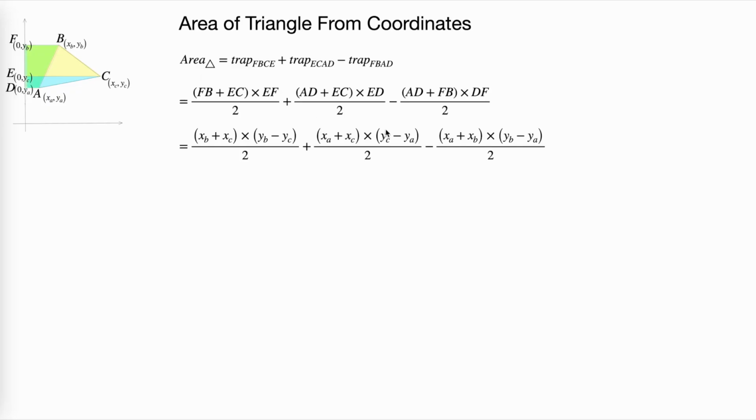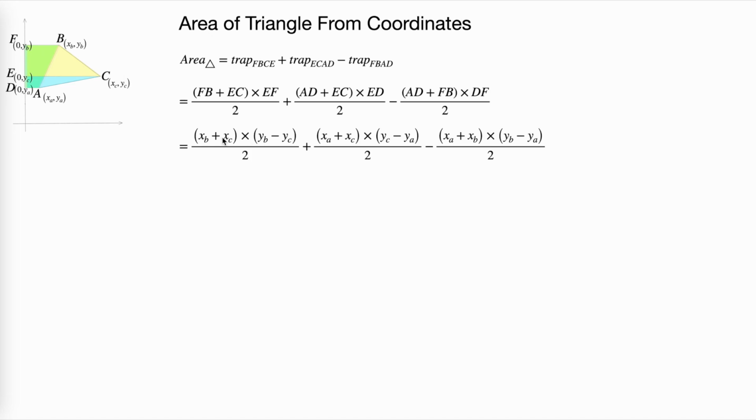Yc take away ya. Take away the green trapezium: A to D, which is xa take away 0, is xa, plus F to B, which is xb take away 0, is xb, times the height, that's D to F, which is yb take away ya.